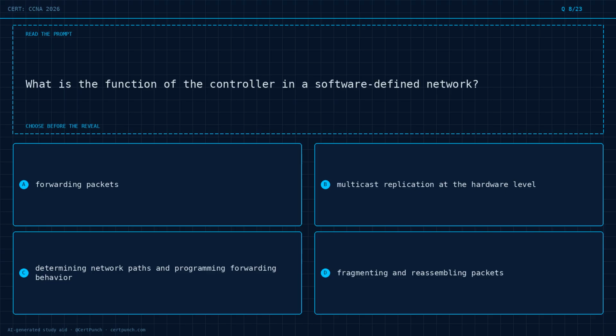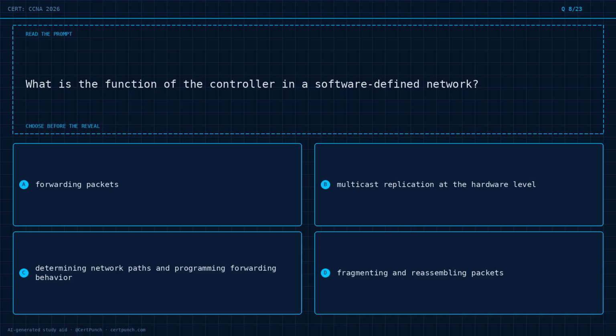Question 8 of 23. What is the function of the controller in a software-defined network? Option A. Forwarding packets. Option B. Multicast replication at the hardware level. Option C. Determining network paths and programming forwarding behavior. Option D. Fragmenting and reassembling packets.